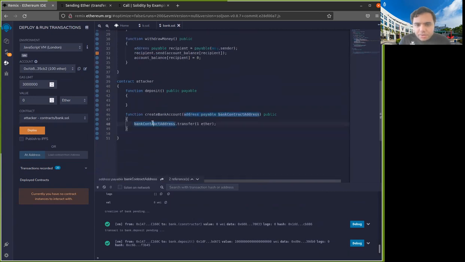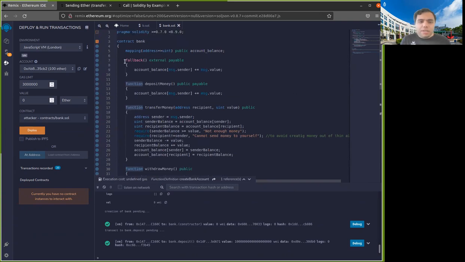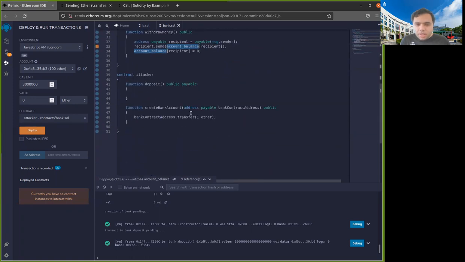Okay. So the way I can create a bank account was simply to send money to my bank contract, right? Because the fallback function would just increase my account balance. So I don't need to actually call any of the functions there. I can just send the money to my bank.